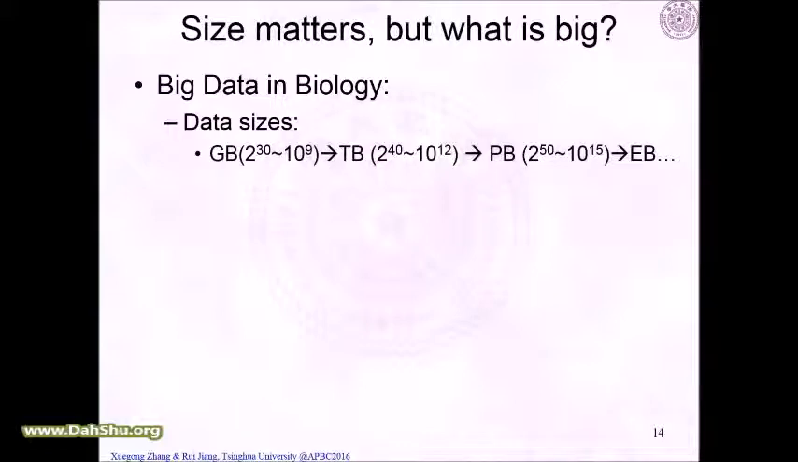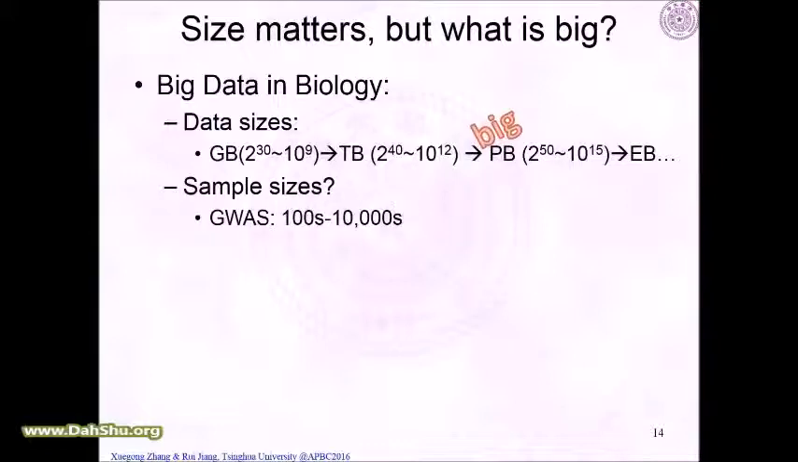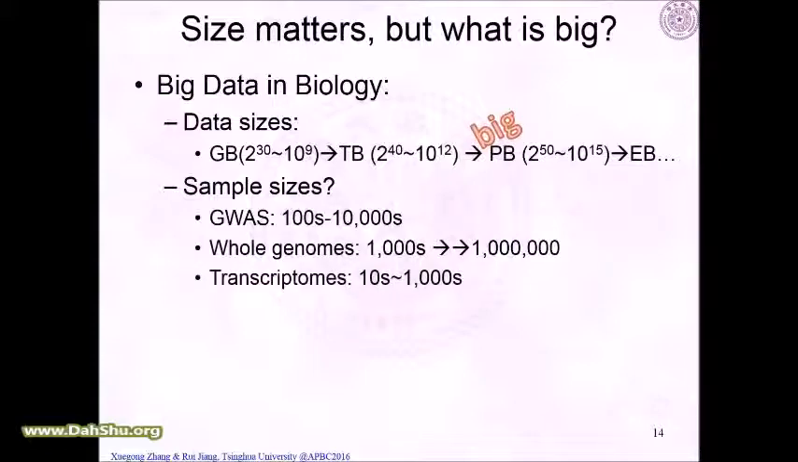So let's look at the data size. It's really big, but if we look at the number of samples, for GWAS studies we have only hundreds, thousands, or tens of thousands of samples. For whole genome, people are going toward sequencing 1 million individuals, and in transcriptome, we are still talking about hundreds or thousands of samples. In metagenome, we are still talking about tens or hundreds of samples. So the number of samples is still small. This is what we face in bioinformatics.